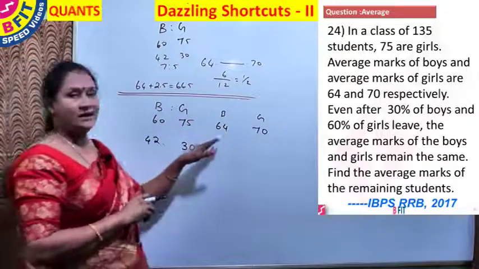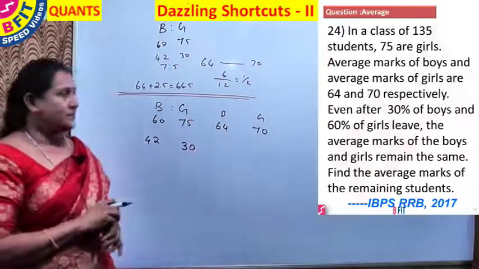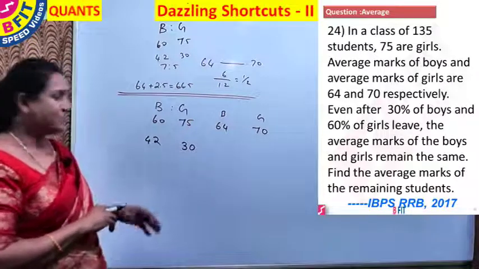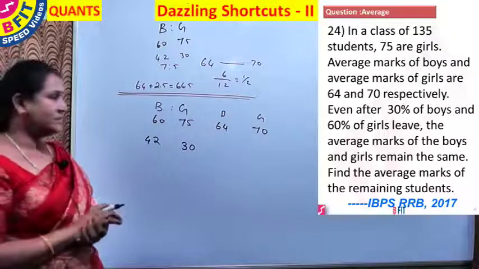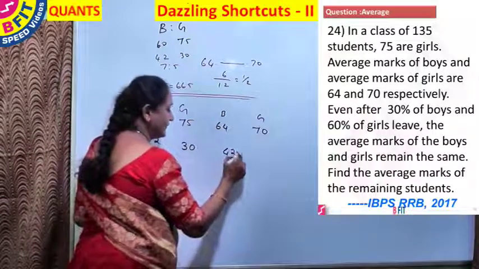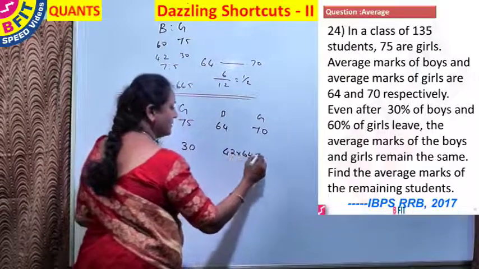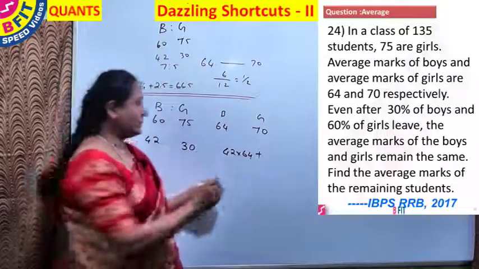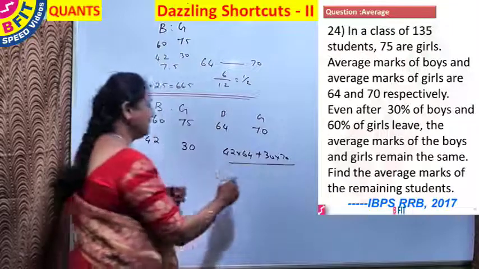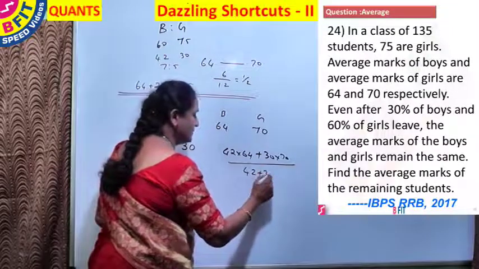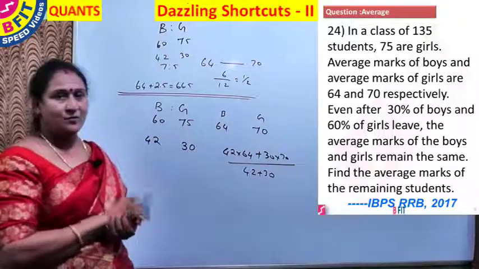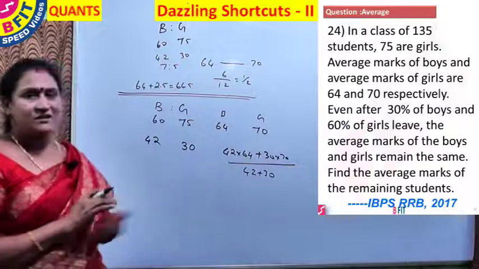It is given that the average marks remain the same. Now to find the average marks of the whole remaining students, boys and girls together, what will be the working? Number of boys into their average plus number of girls into their average, divided by the total number of students, boys and girls. Dividing this, we get the average of the remaining boys and girls together. But all this takes time.